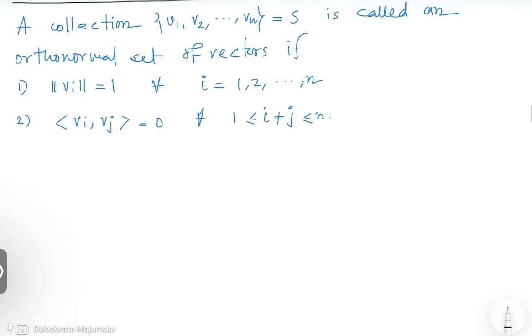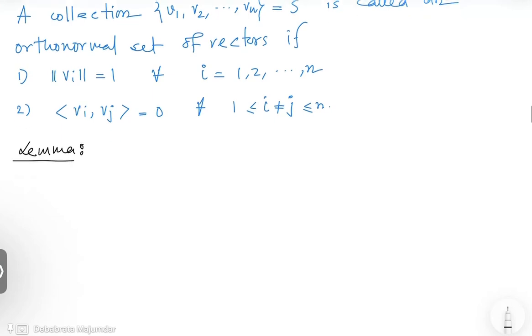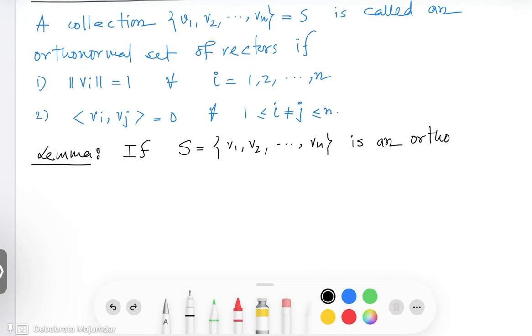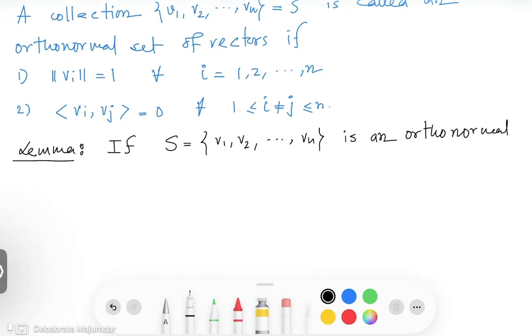Now, lemma: if S is equal to {v1, v2, ..., vn} is an orthonormal set in V, then S is linearly independent.